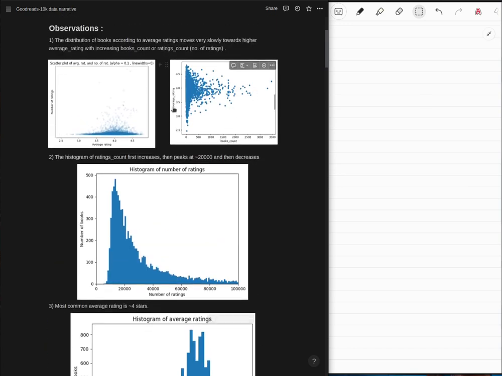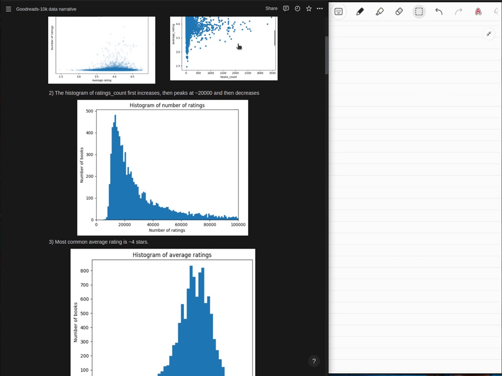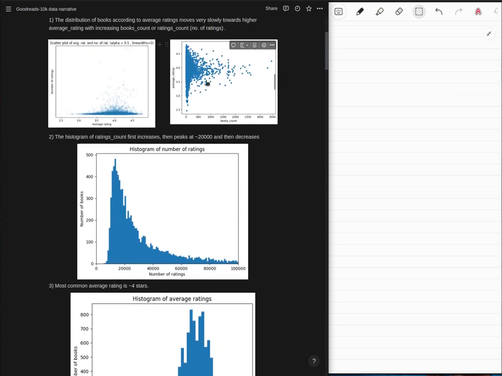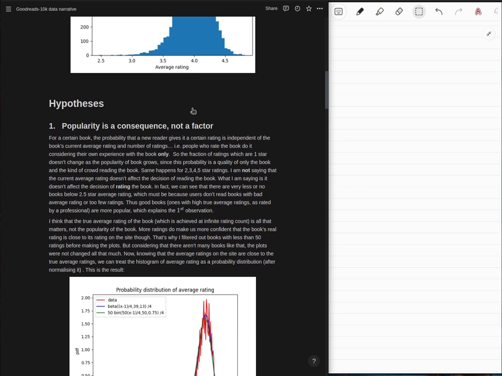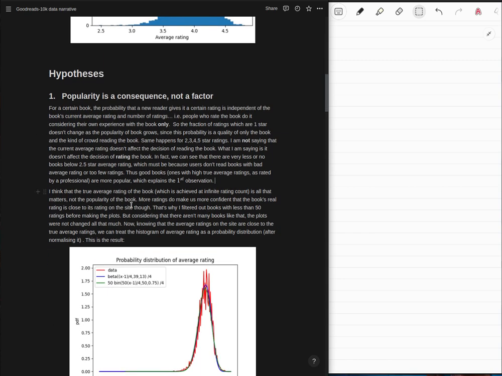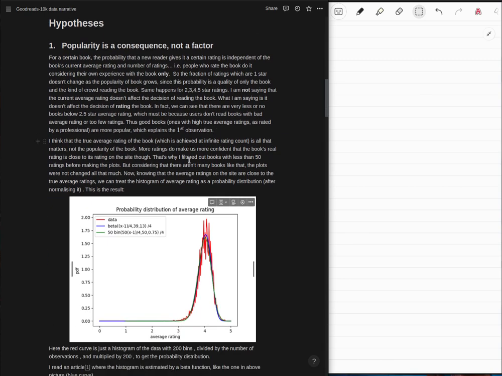And so yeah, this is not a contradiction to my theory at all, in fact. And this is pretty obvious. People won't read books which are poorly written, right? You would always go for a book with like a 4.5 star rating. You won't go for a book with a 2.5 star rating, right? Okay. So this is the first section. Popularity is a consequence, not a factor. That's done. Yeah, there's nothing more worth explaining over here, I guess.